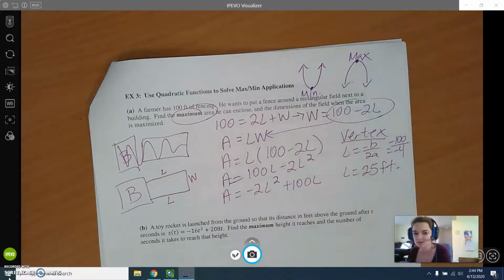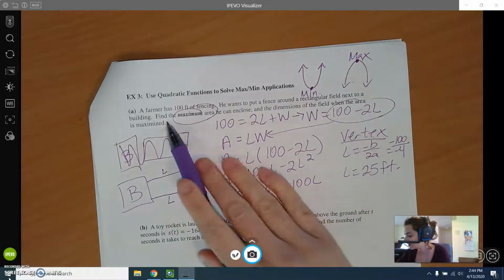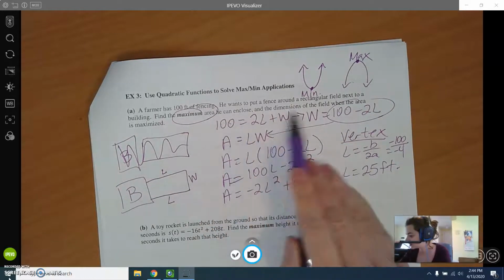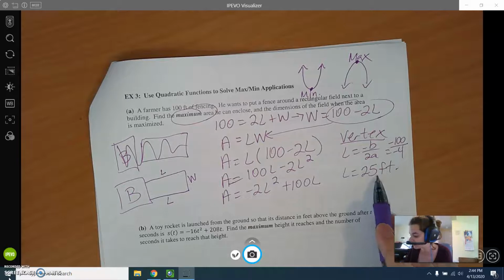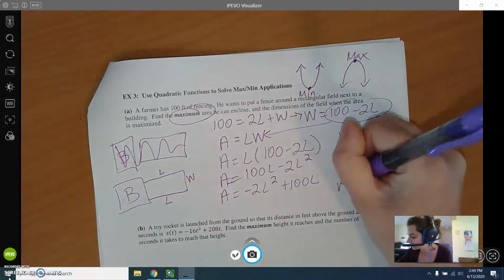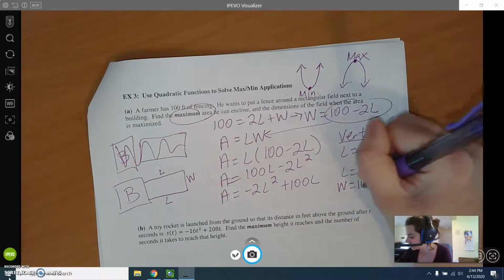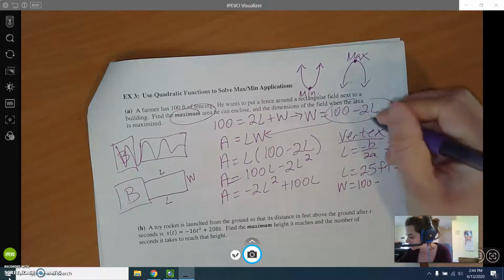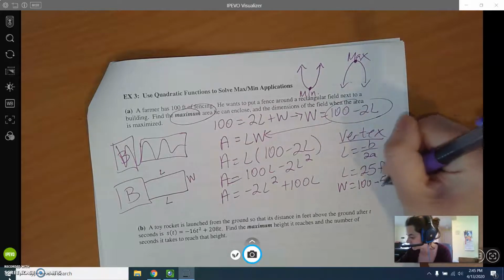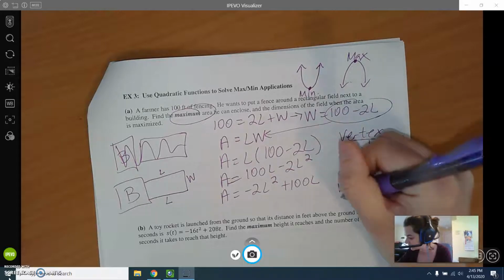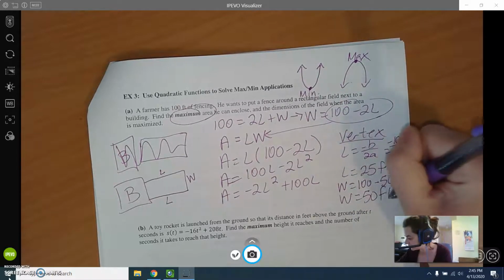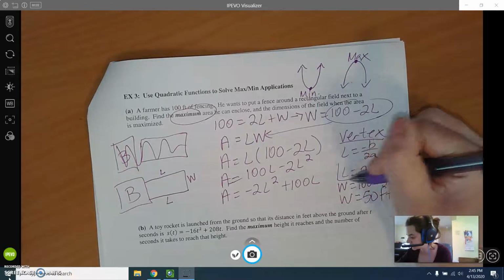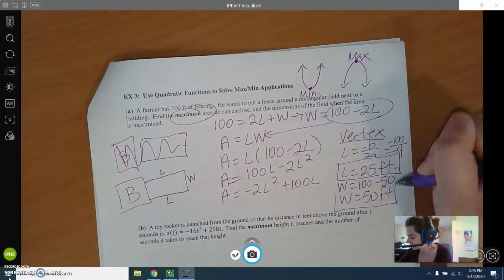Okay? Let's see, find the maximum area he can enclose and the dimensions. Well, the dimensions are probably the easiest thing to find next, okay? So if my length is 25 feet, my width would be 100 minus 2L, so 2 times 25 is 50. 100 minus 50, so my maximum width would be 50 feet. So here's my dimensions, are 25 feet by 50 feet.